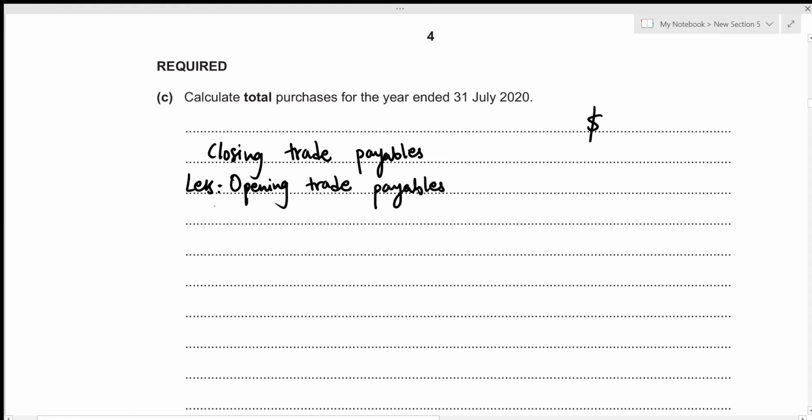Next, we'll be adding the cash purchases. This cash purchase is quite self-explanatory really, because this is the purchase made for the year ended 31st July 2020, right? That's why we're adding this amount. Then we also made credit purchases during this year, so we're also going to add that amount. And this will give us the total purchases.